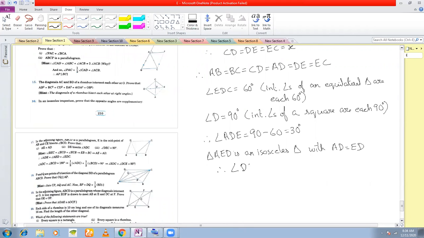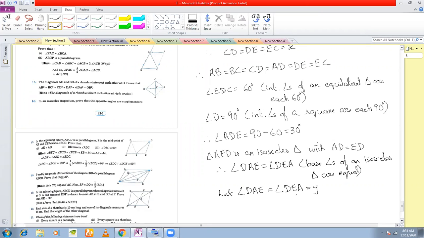Therefore, angle DAE is equal to angle DEA. Reason here: base angles of an isosceles triangle are equal. Okay. In the next step, I take them to be Y. Let angle DAE equal angle DEA equal Y.